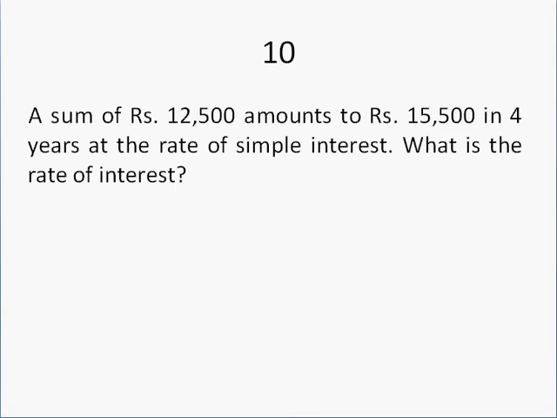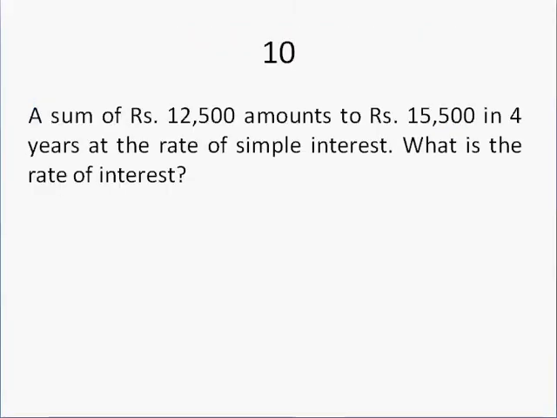So what we need to do here is first write the basic formula. Simple interest is equal to PRT upon 100. Now do we know simple interest? Not exactly. Simple interest is given to us but in some other way. The total amount that we are getting after 4 years is 15,500 and the sum is 12,500. Principal remains the same whatever year it is. So 15,500 minus 12,500 will be equal to the simple interest.